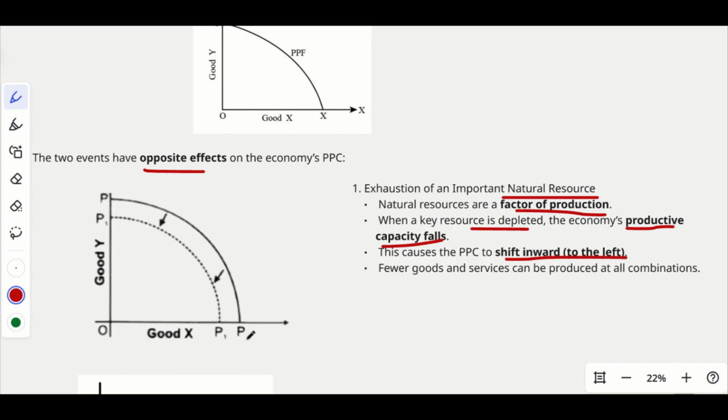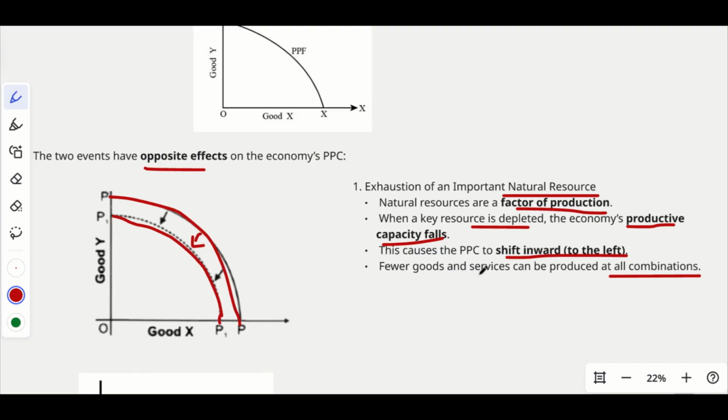As you can see here, this is our initial PPC curve. Then due to the lower availability of a particular resource, what is happening here? This was our initial curve, and the curve has shifted inward, which means now with the available resources, we can only produce a smaller amount of products and less of good one. So fewer goods and services can be produced at all combinations. This is the impact of exhaustion of an important natural resource.